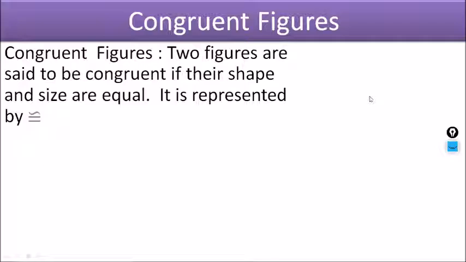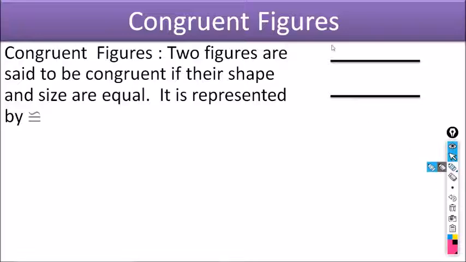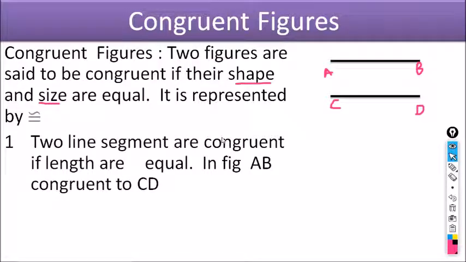So let us consider a problem of a line segment. Here we have two line segments, AB and CD. These two line segments can be congruent if their lengths are equal. You can see here the shape means both are line segments, and their size, their length, should be equal. If AB is 5 cm and CD is 5 cm, then we can say that these two line segments are congruent. So two line segments are congruent if their lengths are equal, meaning AB is congruent to CD.